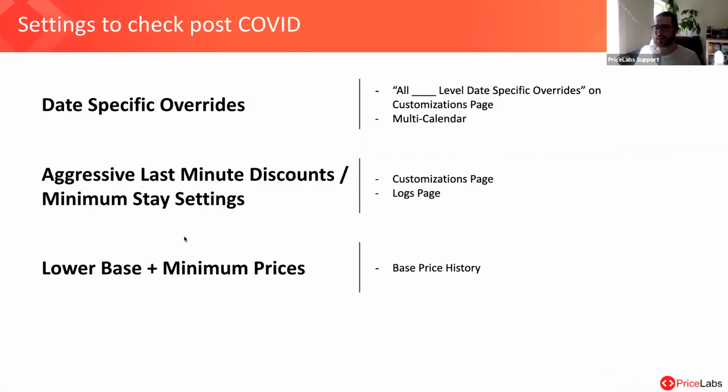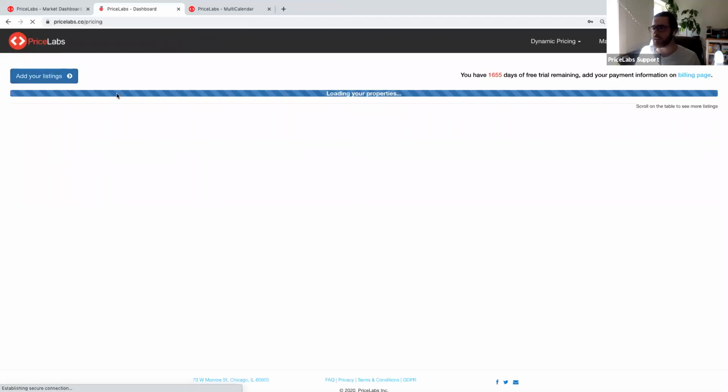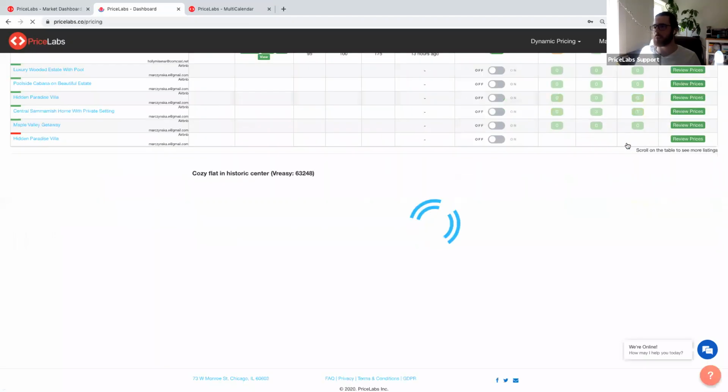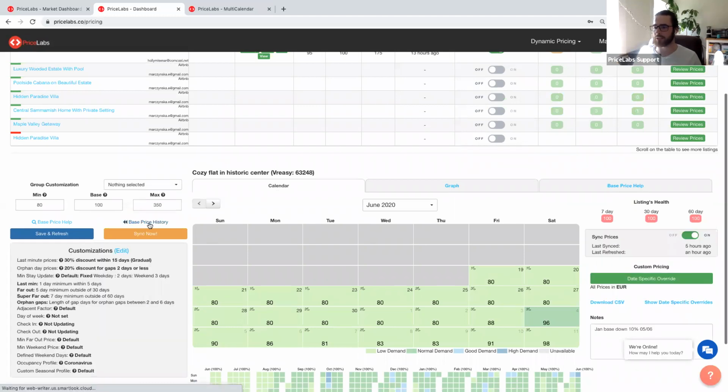Then last thing to mention, lower base and minimum prices. So if you want to see how your base and minimum price has evolved over time during the crisis, under review prices here, we have our base price history tab. This is going to be on the left-hand side under where you typically set your base rate. Sorry, this wasn't preloaded. Base price history right here.